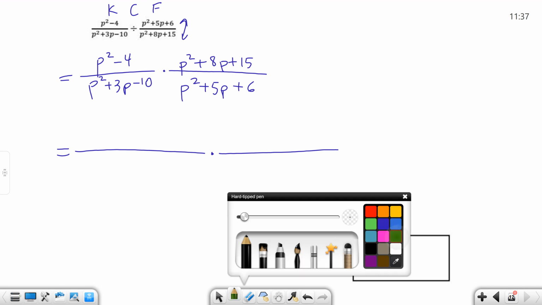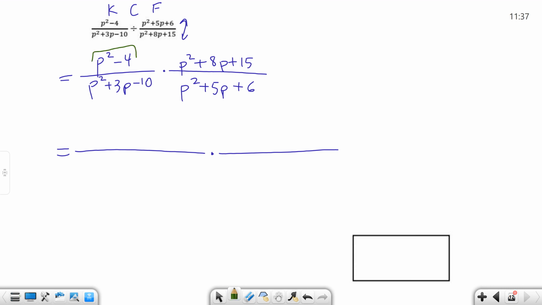All right. This is how many terms? 2. Is there a GCF? Nope. Is it difference of squares? Yep. Right? Even power minus and a perfect square. That's what tells me it's difference of squares. Okay. So then we have p and 2 and p and 2. One of them is plus, one of them is minus. Then we say, okay, let's come down here.